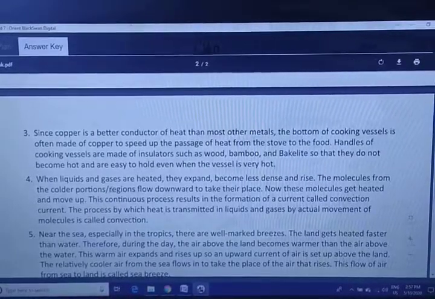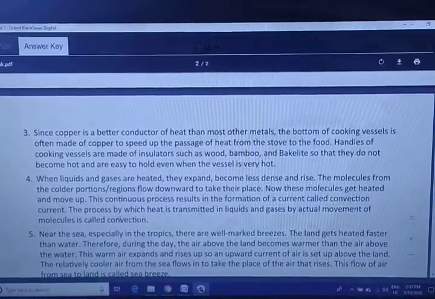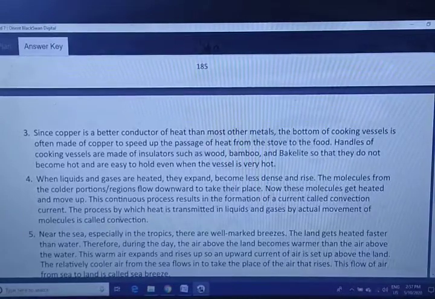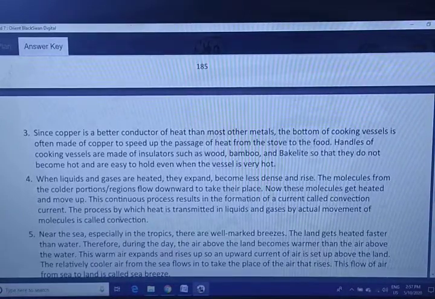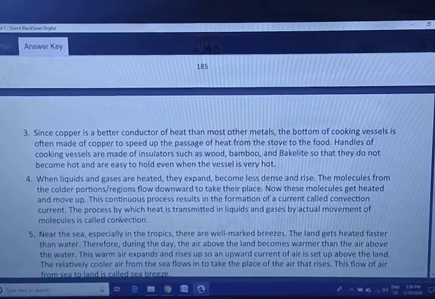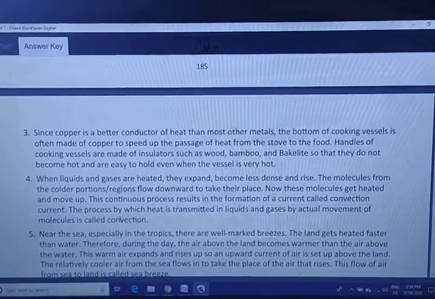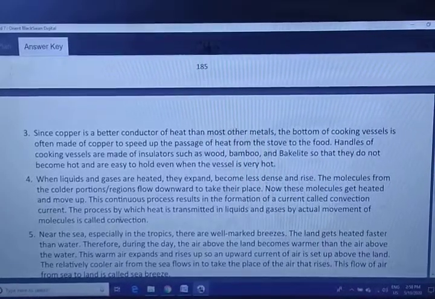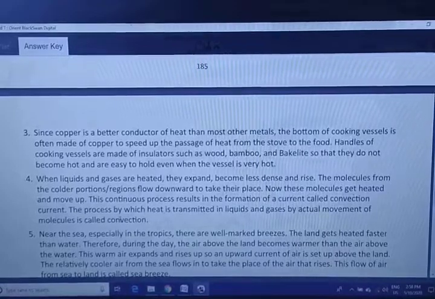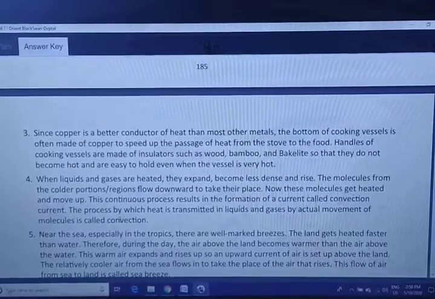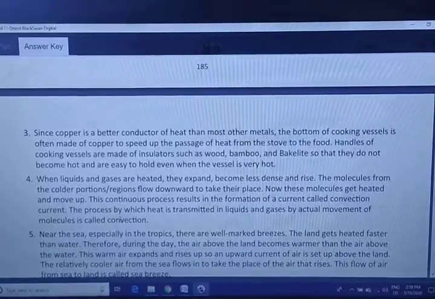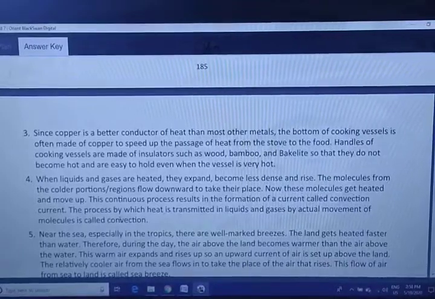What are the advantages of using a copper bottom in vessels? Why are their handles made of wood? Since copper is a better conductor of heat and electricity than most other elements, the bottom of the cooking vessel is often made of copper to spread the heat from the stove to the food.